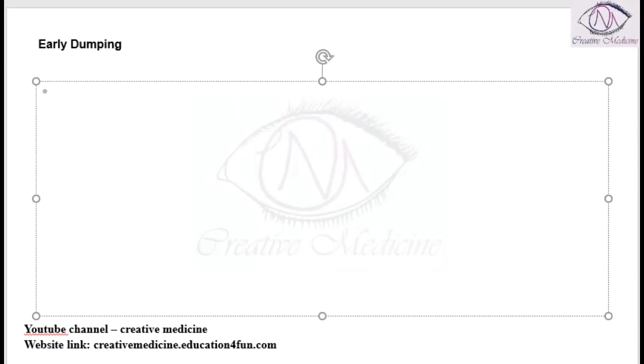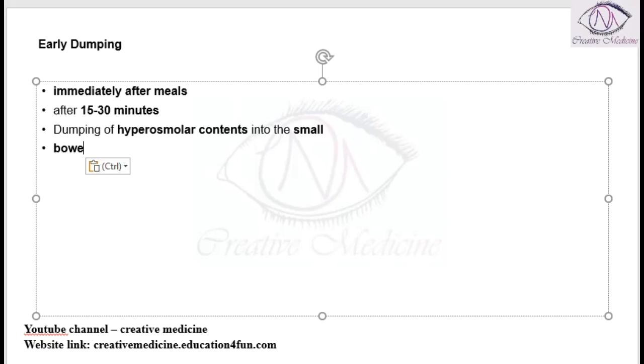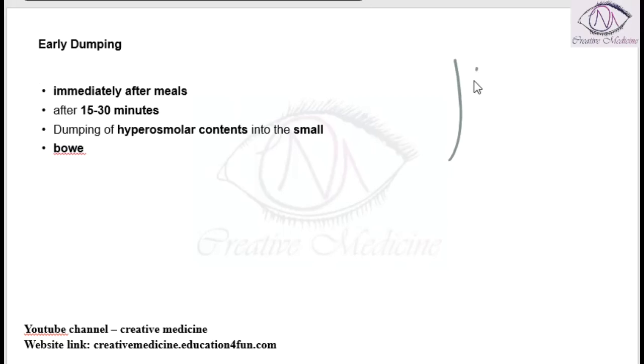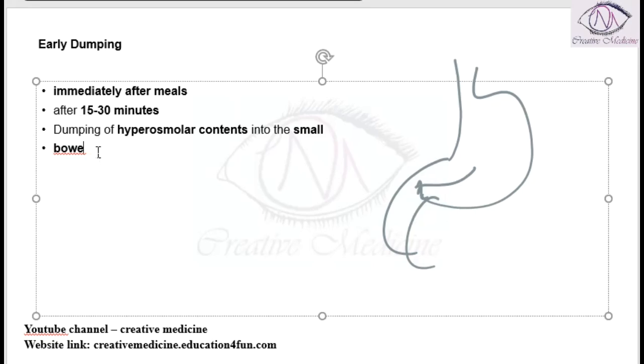Early dumping syndrome occurs immediately after meals. That is, early dumping syndrome will occur around 15 to 30 minutes after meals. In early dumping syndrome, there is dumping of hyperosmolar contents from the stomach into the small bowel, and this will result in rapid fluid influx from the circulation into the GIT.